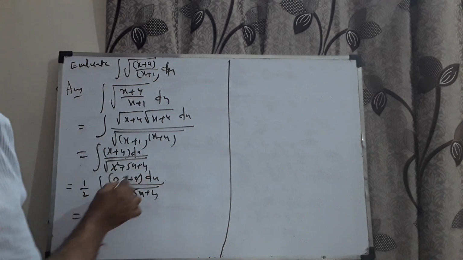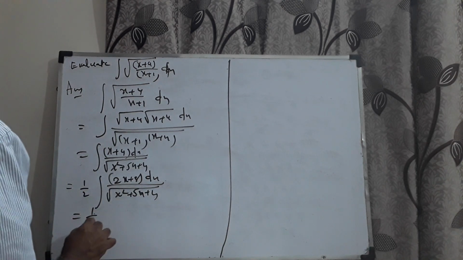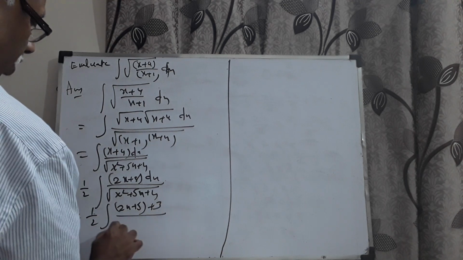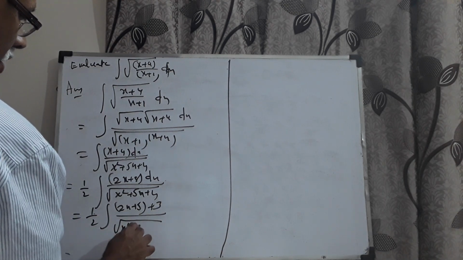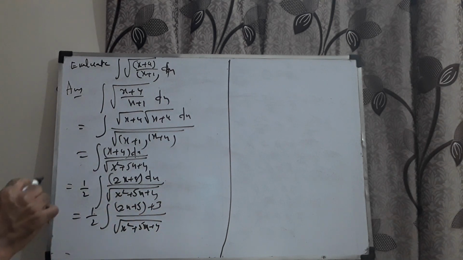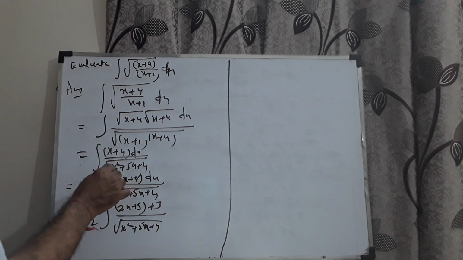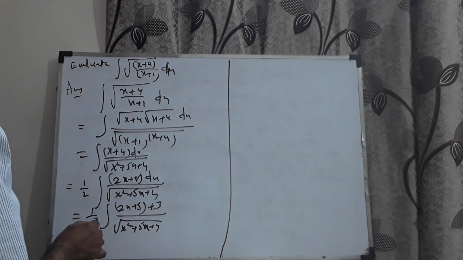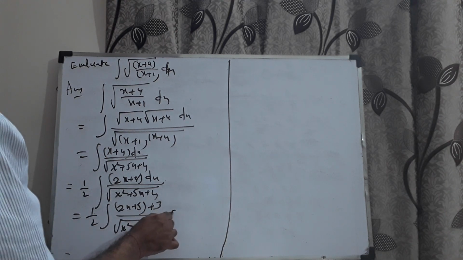Here x plus 4 can be written as half of 2x plus 8, which can be written as 2x plus 5 plus 3, which is easier to write anyway. For x square plus 5x plus 4, if you seriously apply the rule x plus 4 equals a into d by dx of x square plus 5x plus 4 plus b, my a will automatically be half and my b will be 3 by 2.